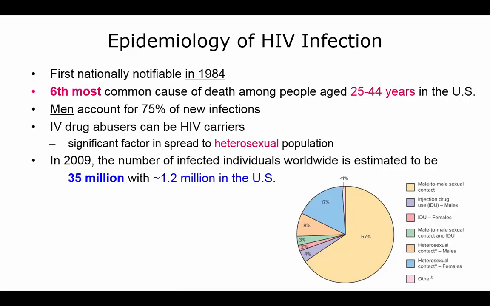As far as infection, nationally it became really talked about and noted in 1984. It's the sixth most common cause of death among people 25 to 44 in the United States, and men account for 75% of new infections. Carriers can be IV drug abusers, so it also spreads to the heterosexual population. In 2009, they estimated around 1.2 million people infected in the United States, and worldwide that's 35 million people.